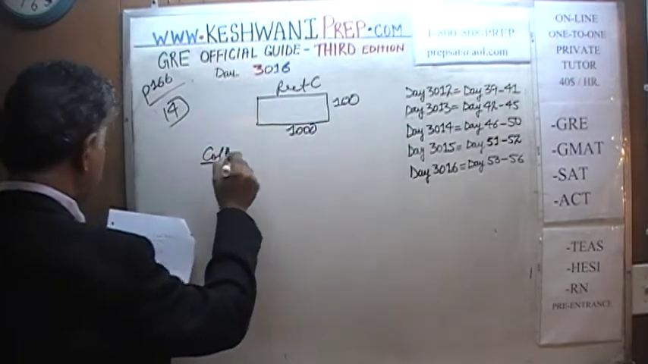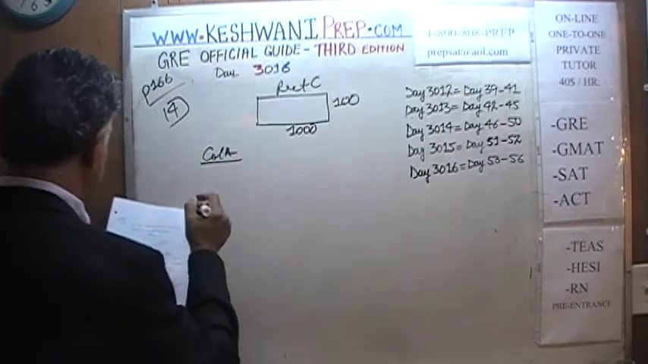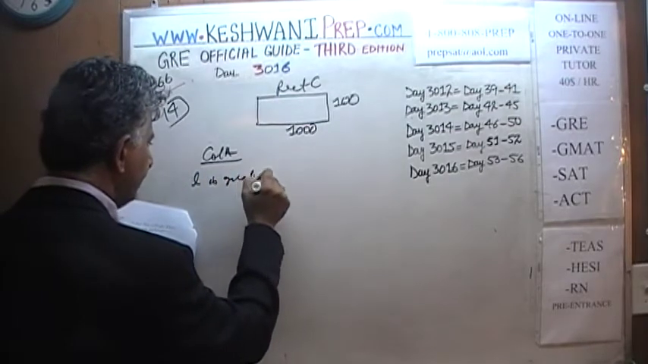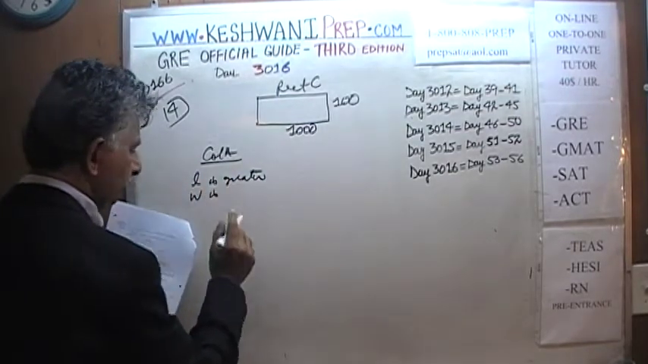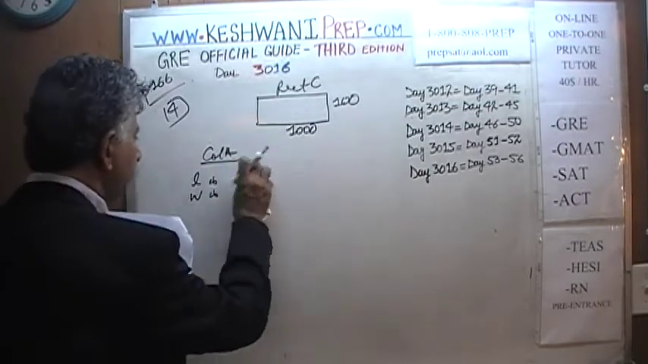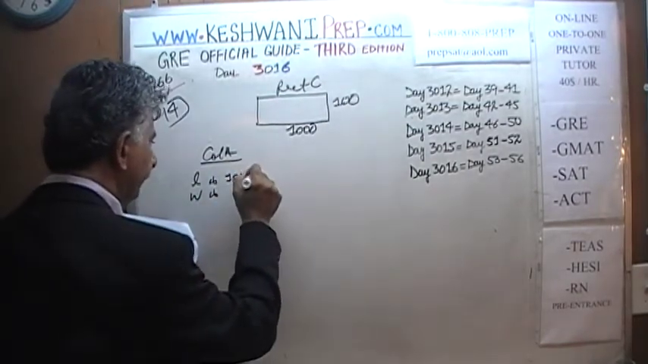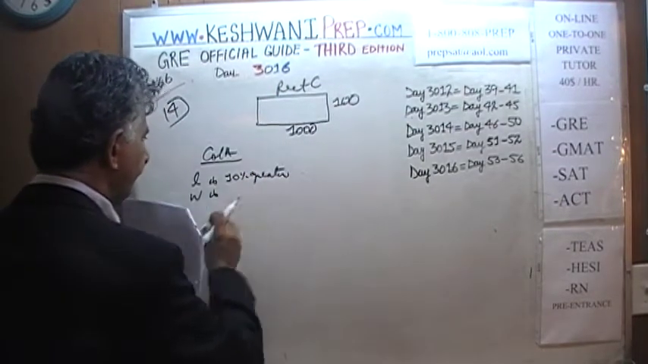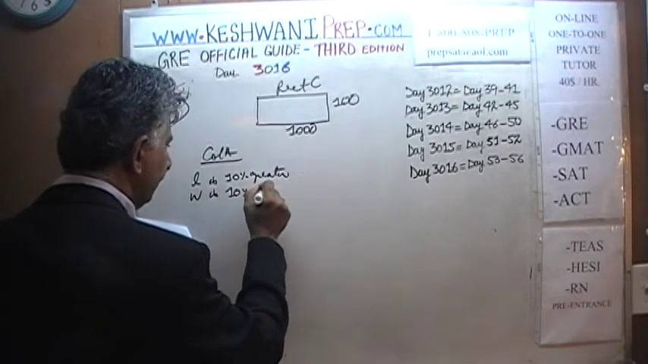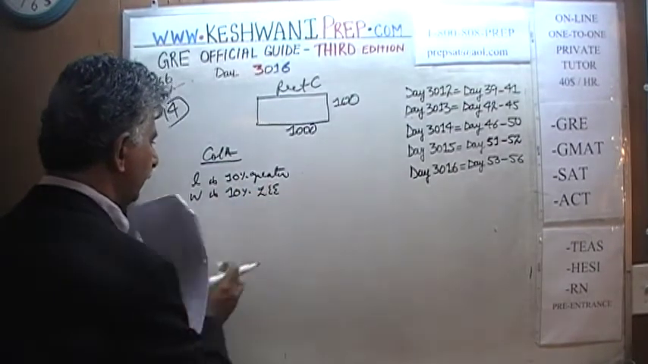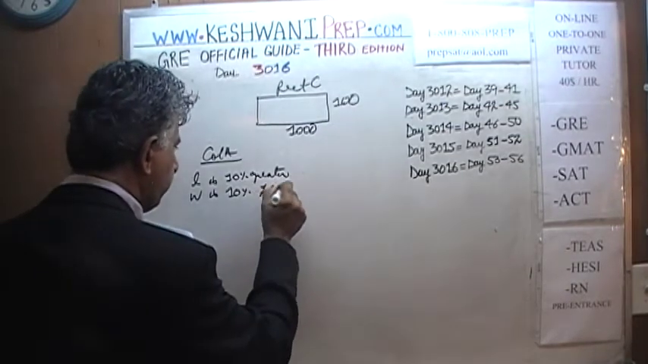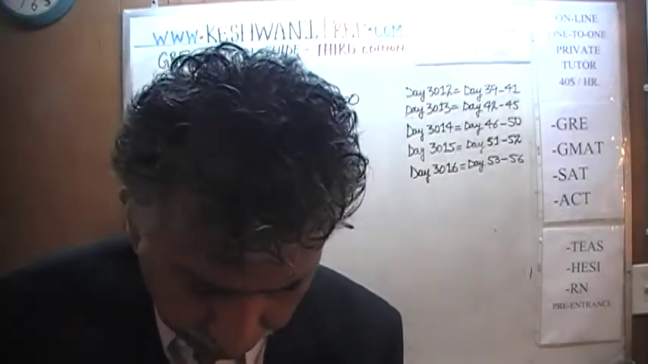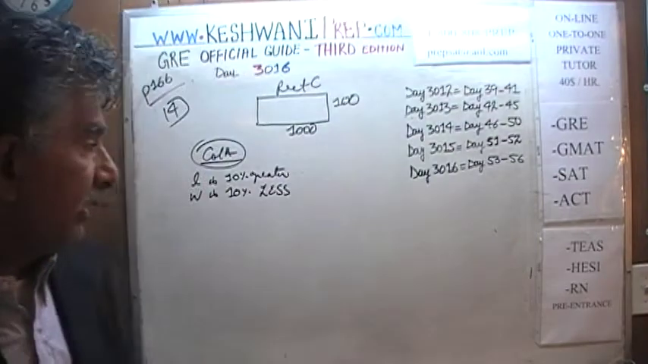In column A, we are told that the length is 10% greater, and the width is 10% less. This is rectangle A. You understand? We're dealing with rectangle A. In column A, rectangle A appears. Area of rectangle A is what we're trying to figure out in column A.